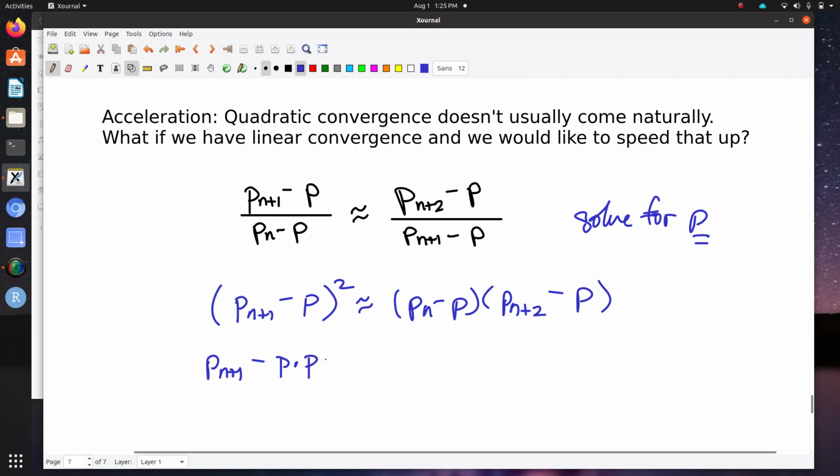P times Pn plus 1, but I actually have 2 copies of that, so I need to put a 2 here, plus P squared. And right now, at this point, I'm scared. But don't be afraid. Just keep plugging away. Don't worry, the messy stuff will come later.